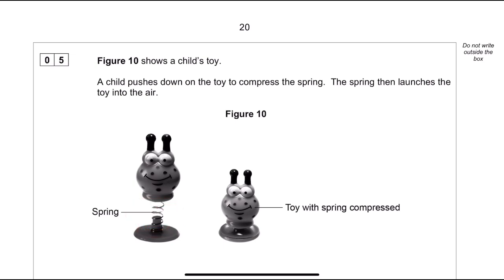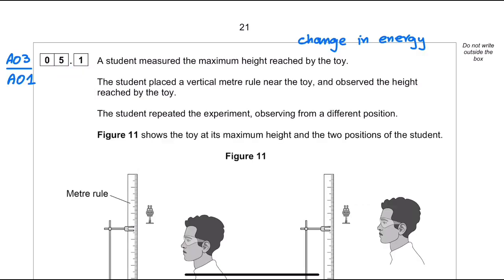When the spring is compressed, it means that the spring has elastic potential energy. When we release it, the toy will move into the air. So elastic potential energy changes into gravitational potential energy. Let's see 5.1. 5.1 is an AO3 and AO1 combination question, and this question is from the topic of change in energy.